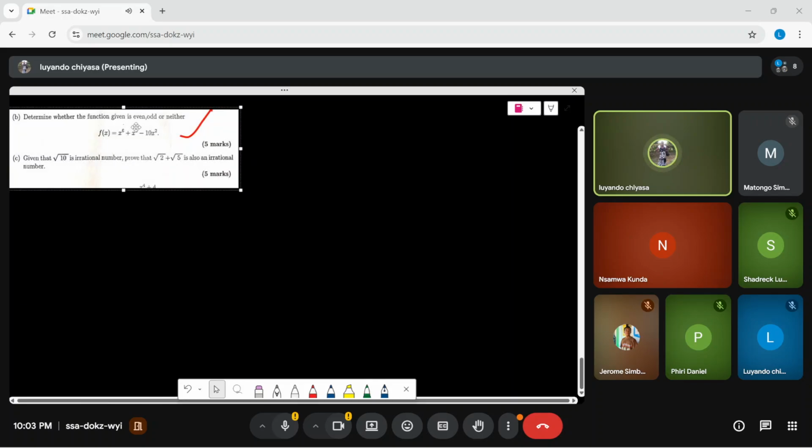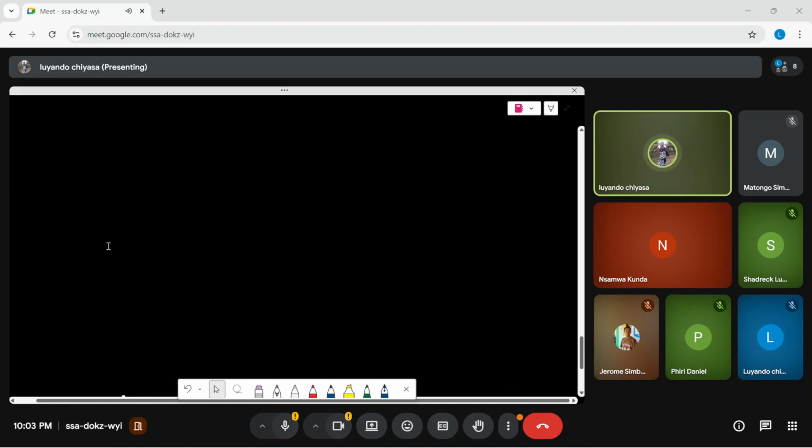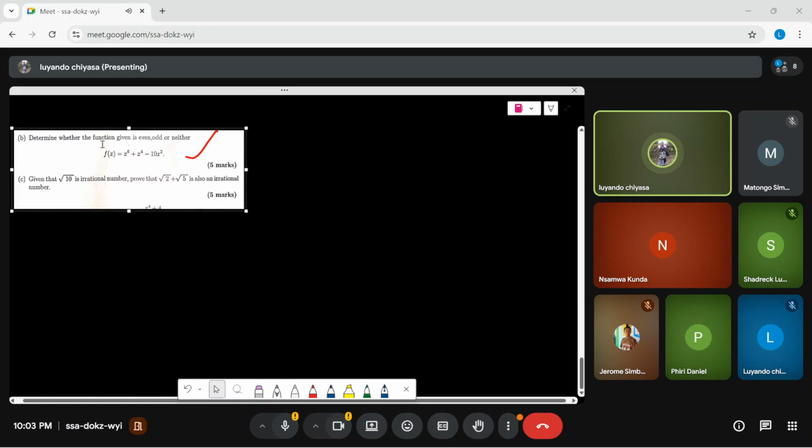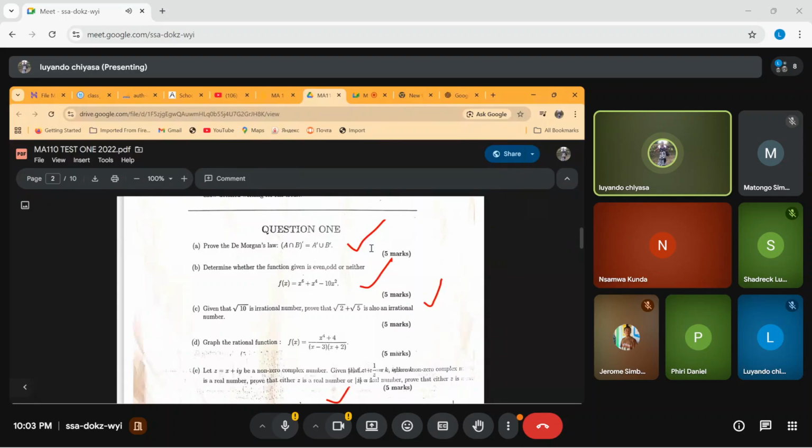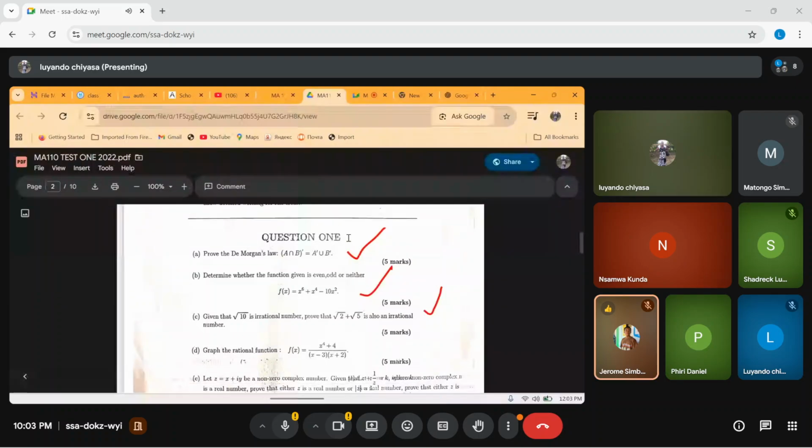Okay, I wouldn't like to waste a lot of time, guys, so I think we can try to go over some of the questions that were in this paper. I'm skipping De Morgan's law, since you've already done this, so we will start from B and build up from that. Is that okay? Yes, it's okay.